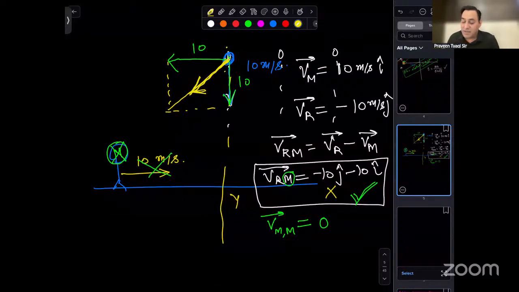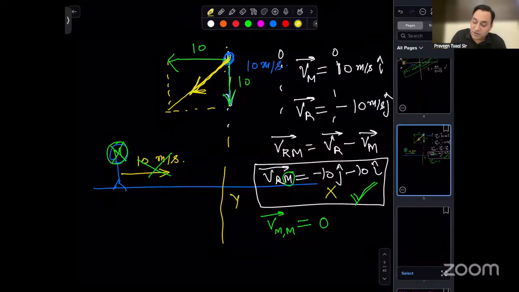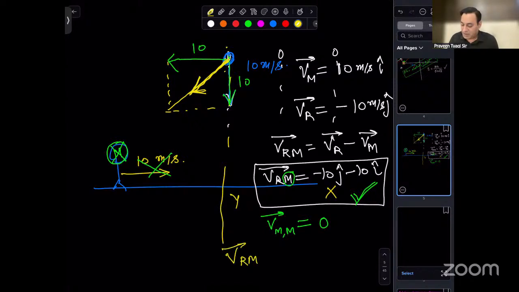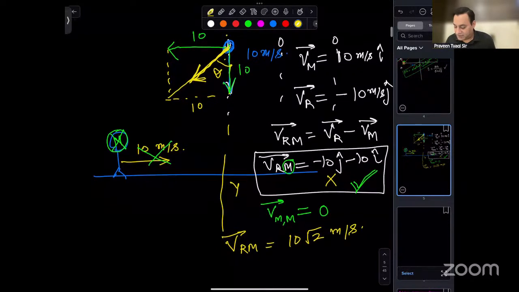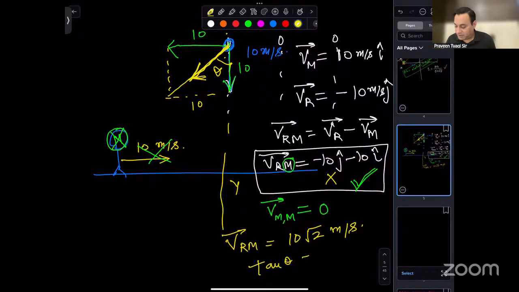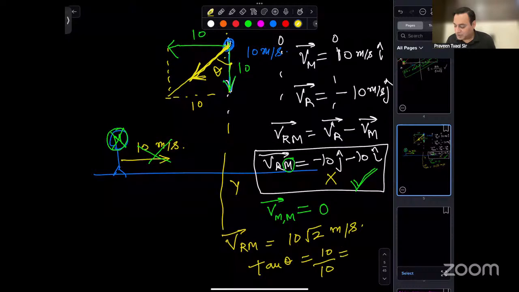Can you tell me what will be the magnitude of the velocity of raindrops? What is the magnitude of VRM? Magnitude is root of 10 square plus 10 square, 10 root 2 meters per second. And he will feel all the raindrops are moving with this. And what is this angle theta which the raindrops are making with the vertical? Tan theta will be 10 upon 10, which is 1, so theta is equal to 45 degrees.